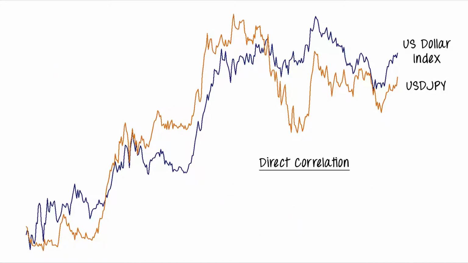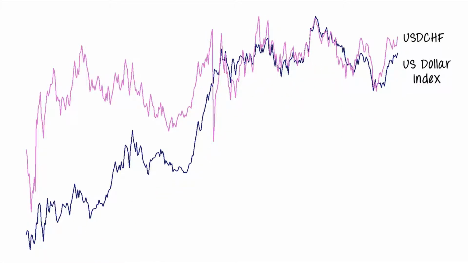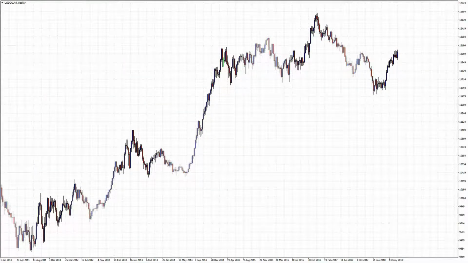The index also displays a direct relationship to the dollar yen, dollar CAD and the dollar Swissy. To sum it all up, the dollar index is a key indicator for the direction of the US dollar. So why are we watching the US dollar index this week?